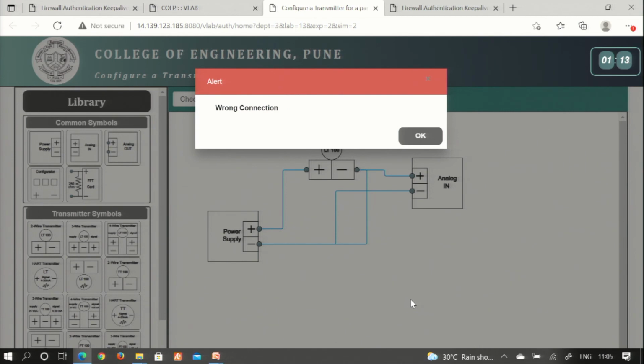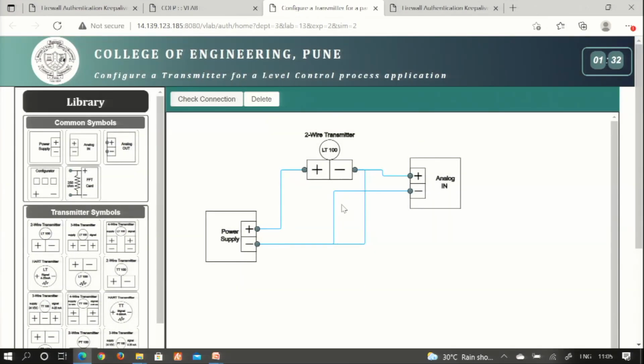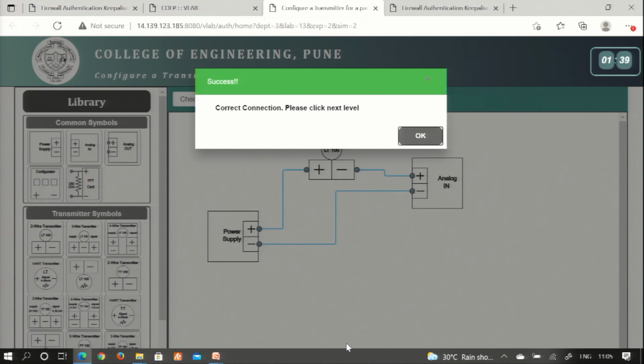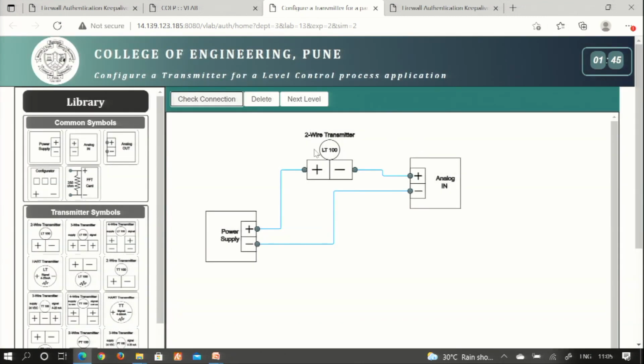If there is anything wrong, it will be indicated that there is a wrong connection, but at the back end it would be recorded that you made one wrong connection. Now, it must be known to the student that for every mistake there is no penalty as such, but there is a learning for every mistake, and that is where the student will go back and check what is actually wrong. He will say, oh, this is not correct, so let me check that again. If the connections are correct, it will go to OK, and you can now go to the next level. That means now the transmitter is selected, configured properly, wired properly.